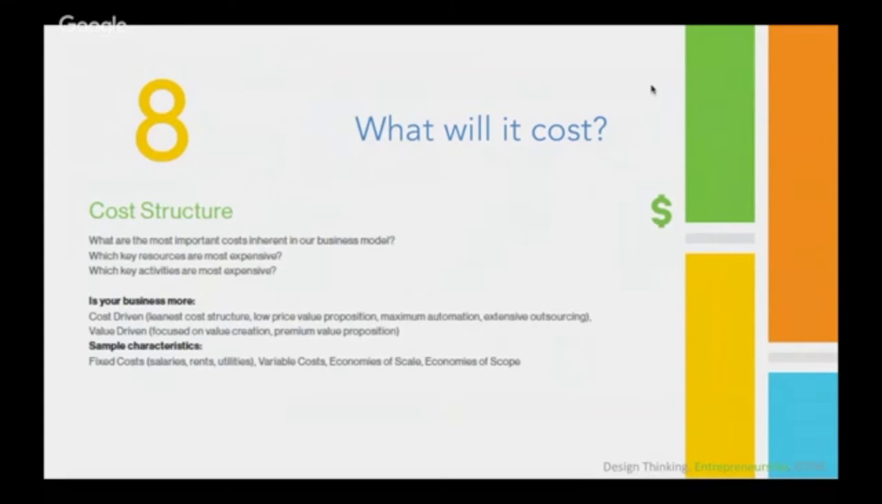So next is cost structure. What does it cost in order to make your value proposition happen? So what are you paying for? What are these different resources cost? What do these key activities cost? And then one that we find a lot of people forget is time. So time is money. Time is money.